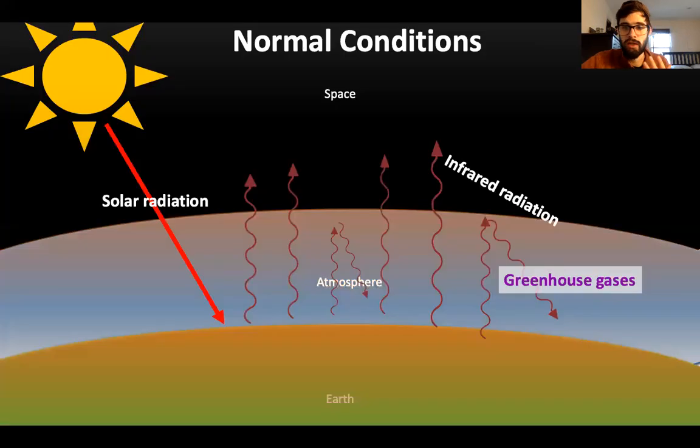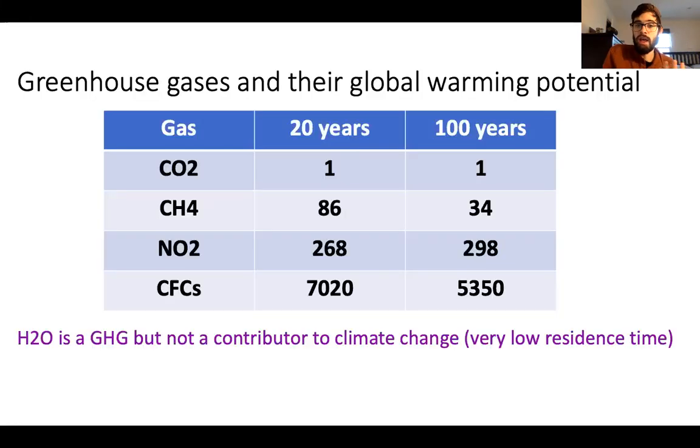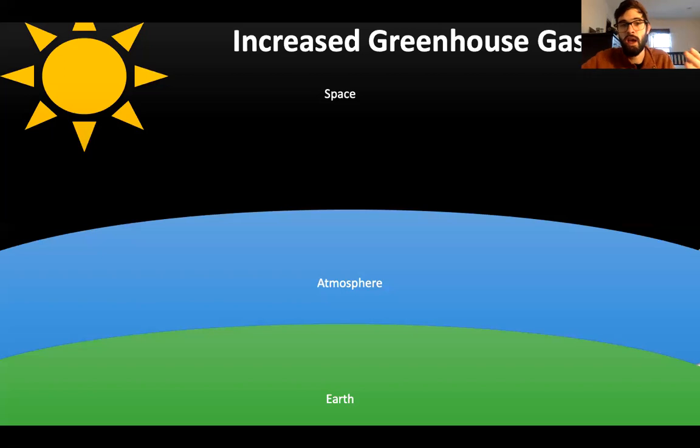I just showed you here, this is normal conditions. We have some greenhouse gases and they help keep the atmosphere warm enough for us to survive. But if there are too many greenhouse gases, what's going to happen? Well, same thing at the start anyway.